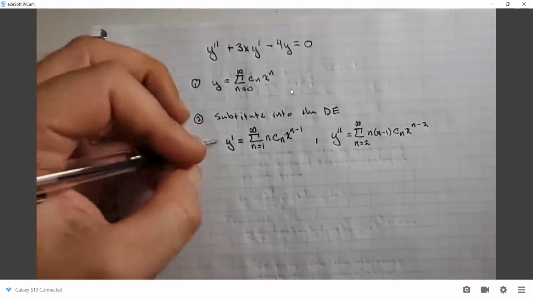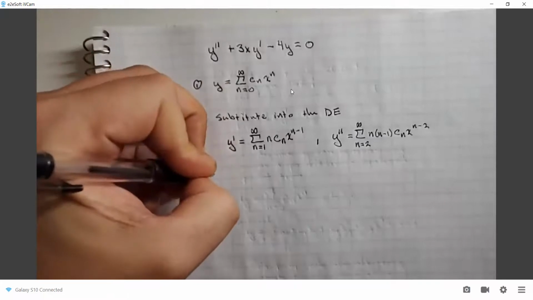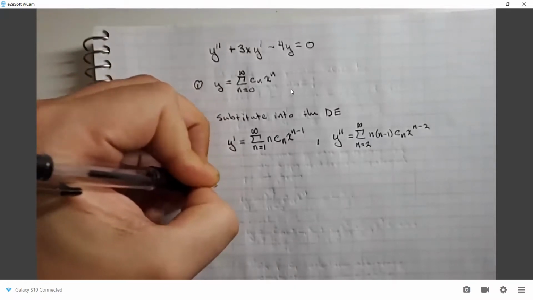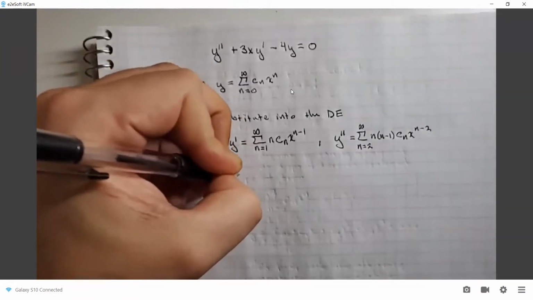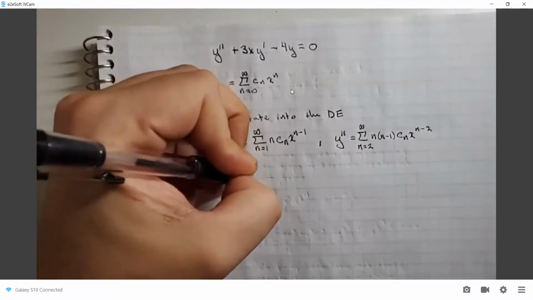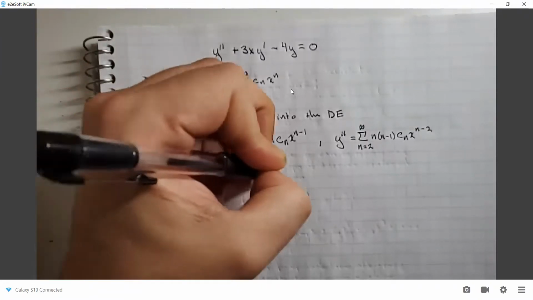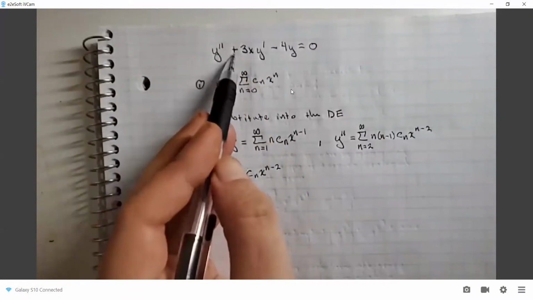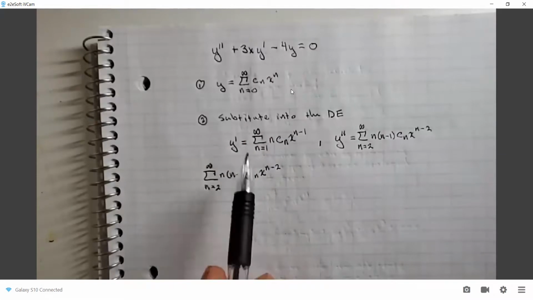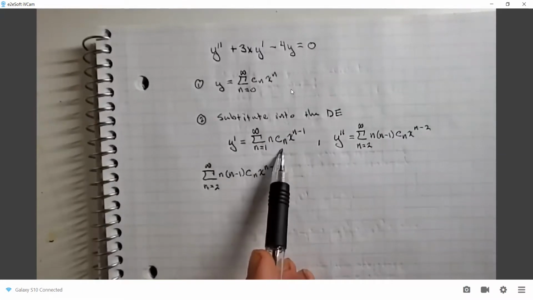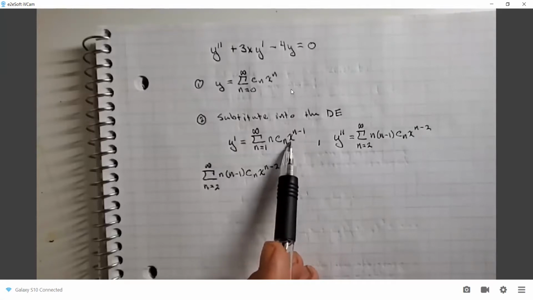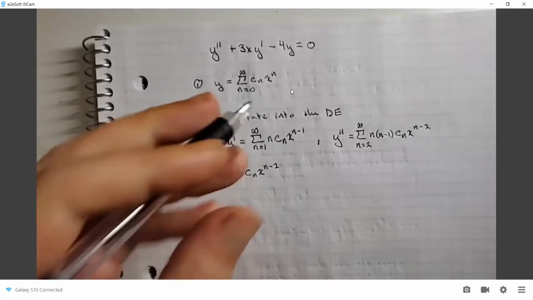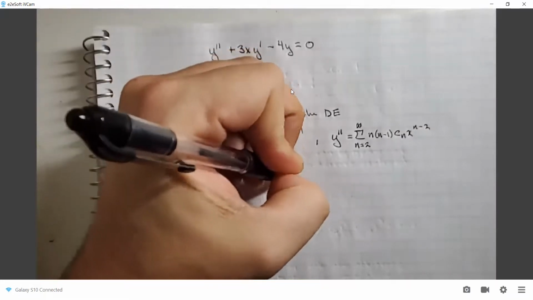So we substitute in. We get the y double prime, which would be the sum from n goes from 2 to infinity of n times n minus 1 times Cn times x to the n minus 2, and then plus 3x times y prime. So here's y prime. What would happen if I took y prime and multiplied it by x? It would be x to the n, because it just adds 1 to that exponent. Okay, so I'll put the 3x on the inside.